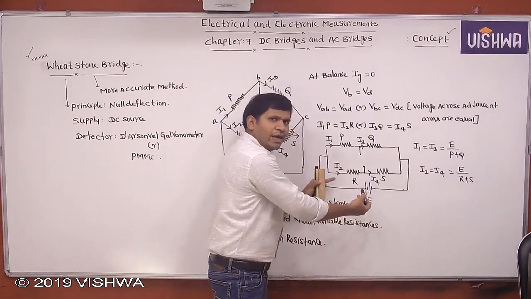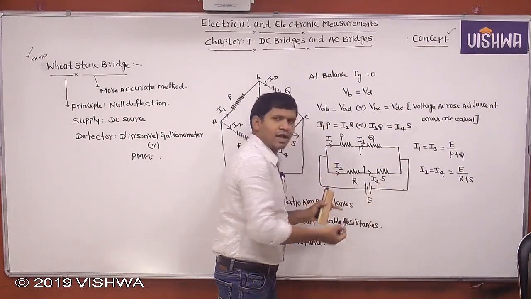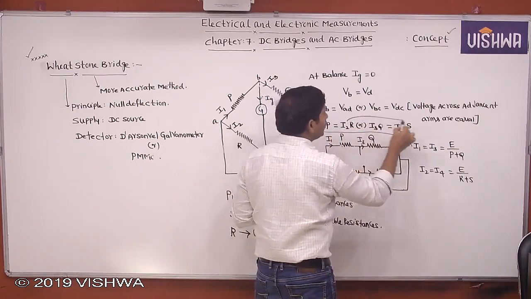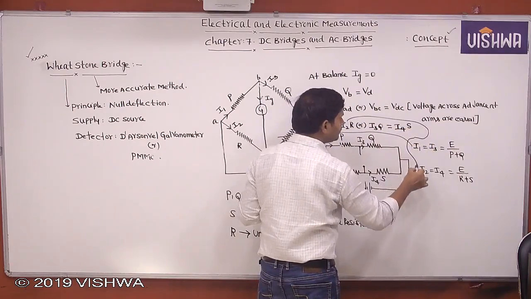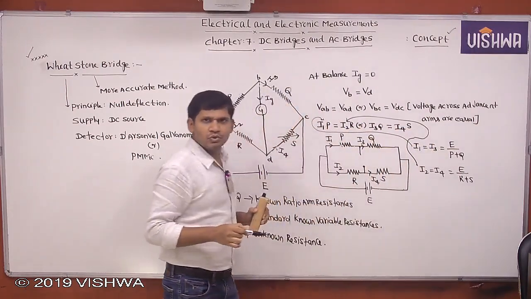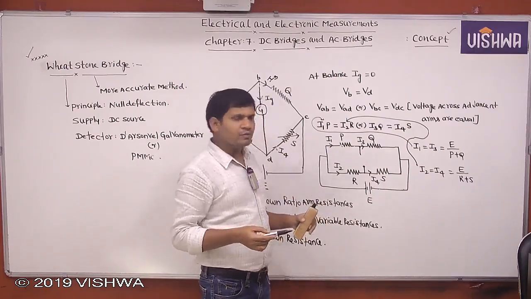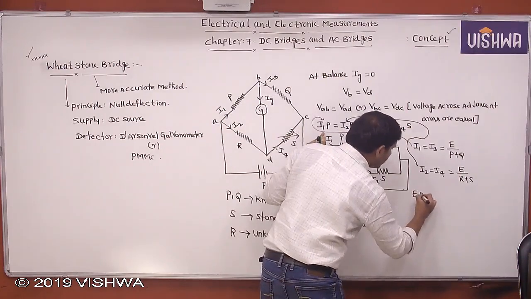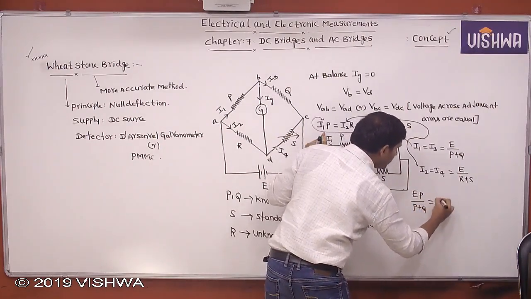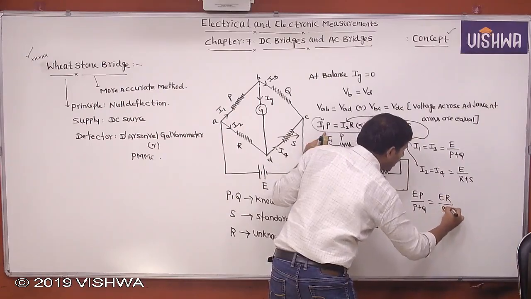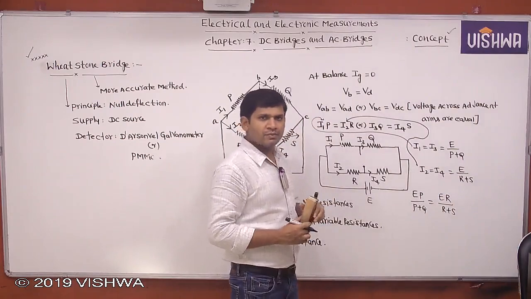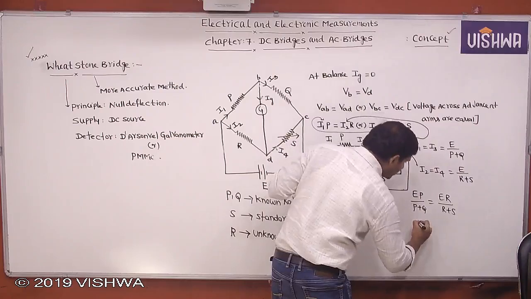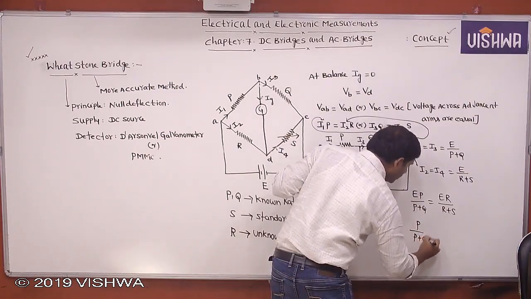The total voltage we are applying is E. Then what is this total resistance? R plus S. Now substitute I1 in this and I2 in this equation. Yes, substitute I1 and I2 here. Then what do you get, you tell me. That is EP by P plus Q, S, is equal to ER by R plus S. I am substituting the I1 value here and the I2 value here. Then you write like this now. P by P plus Q equal to R by R plus S.